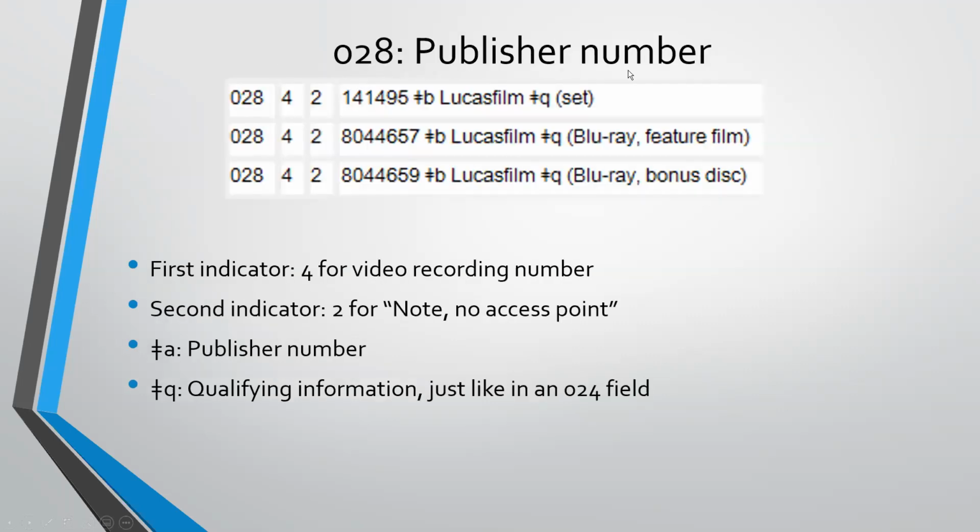028 publisher number. Your first indicator, in this case, is 4 for video recording number, 2 for no access point. So there are various publisher numbers for Lucasfilm and for the items on there, which again you will usually find on that information somewhere. And again, for all these 02X fields, you can always use subfield Q to supply qualifying information.